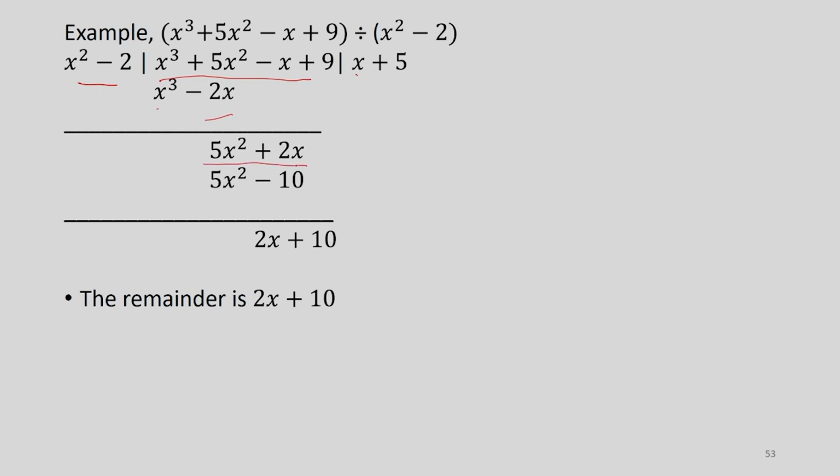I get this 5x square plus 2x, and again I think of the number which has to be multiplied with x square to give me 5x square, and that is just plus 5. So, you get 5x square minus 10. So, you have 2x plus 10. Now, you cannot do anything else with 2x plus 10, because the power of x here is 1, whereas the power of the divisor is 2. So, this will be the remainder here, 2x plus 10.